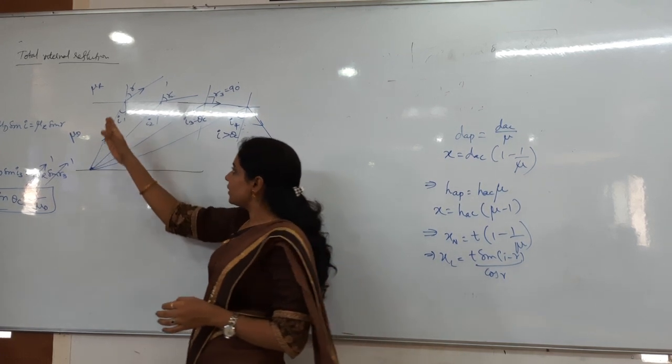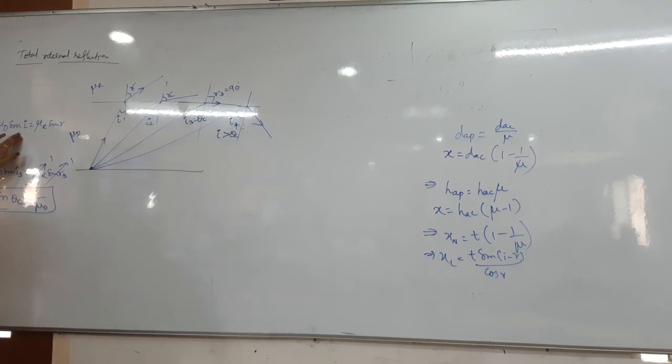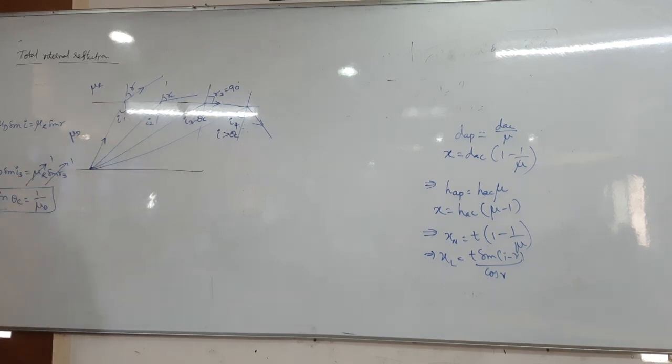If you consider the first case and then the second case, if you apply Snell's law, mu d sin i is equal to mu r sin r. Obviously mu 1 sin i is equal to mu 2 sin r. Then we can get even the ratio of mu r and mu d also, and here we will get the refraction angle also.